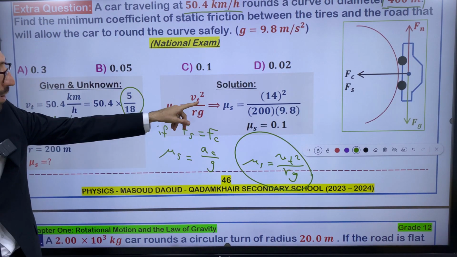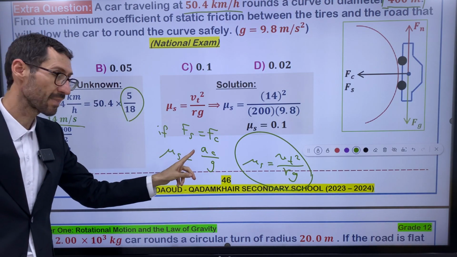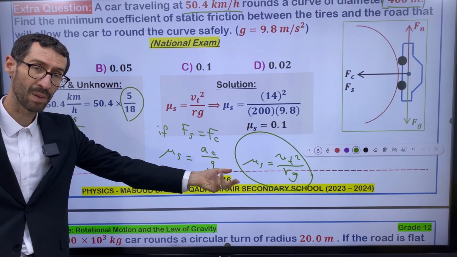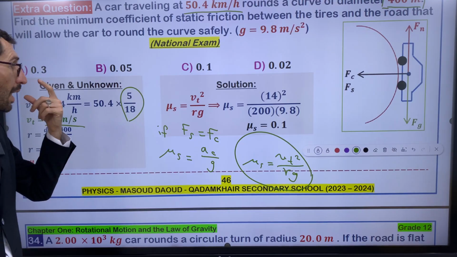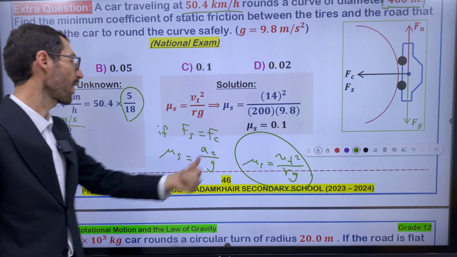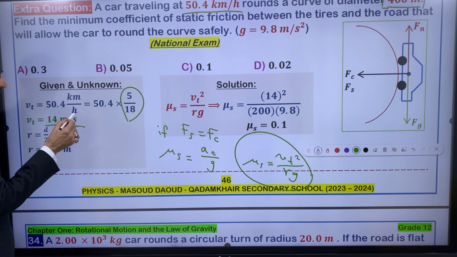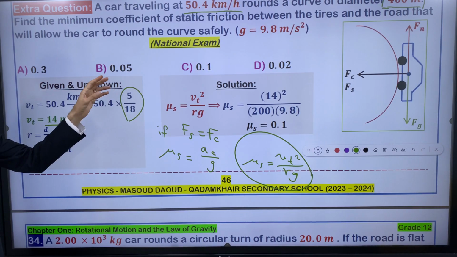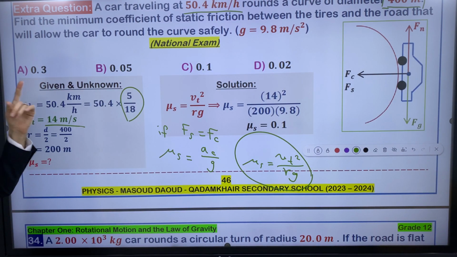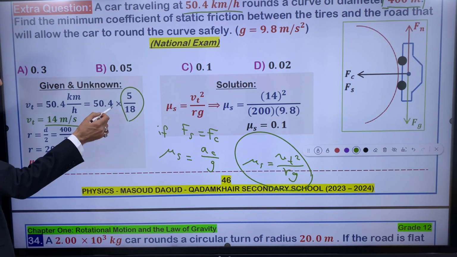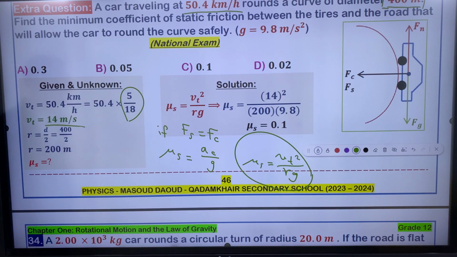That's it. Maybe you say, teacher, where does this rule come from? You can start from here. If you forget the rule, you can prove it. It's like a simple proof for you, right? So Vt squared, where does this 14 come from? It comes from the conversion of kilometers per hour to meter per second by means of 5/18, by means of multiplying the number 50.4 by 5 over 18 to get this number.